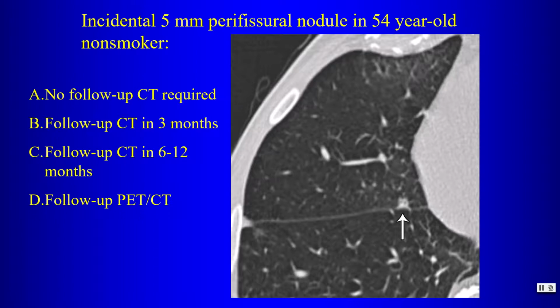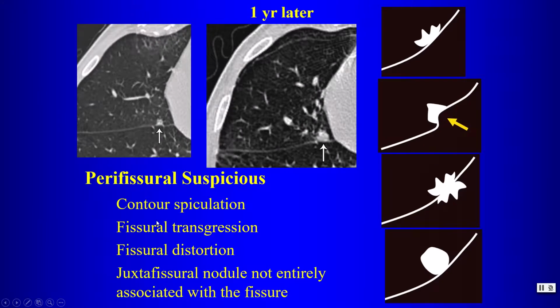And it turns out that for this particular nodule, this is not our typical perifissural benign-appearing nodule because there's a little bit of spiculation and some distortion to the fissure. So because of that, you should recommend follow-up, either 3-month or 6 to 12-month follow-up for this particular lesion. So we can't assume that that lesion is benign, and you can see on the follow-up this lesion did get larger, so this was an adenocarcinoma.